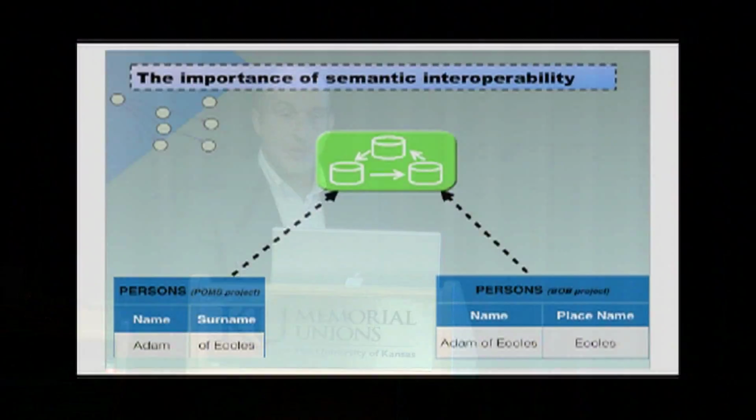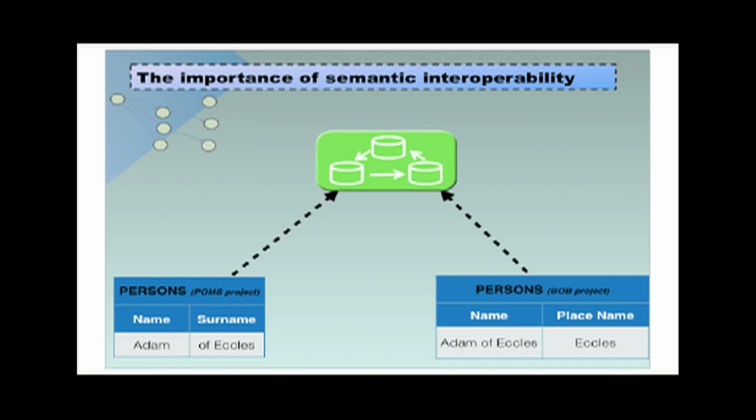So let me clarify this problem with another example. This example doesn't focus on factoids directly, but on the representation of persons, which as we've seen are normally linked to factoids. So in this case, we have two databases containing information about the same person, Adam of Eccles, but each database represents the notion of persons using a different and partially overlapping structure. The first one has a name and surname fields, while the second one has a name and place name fields.